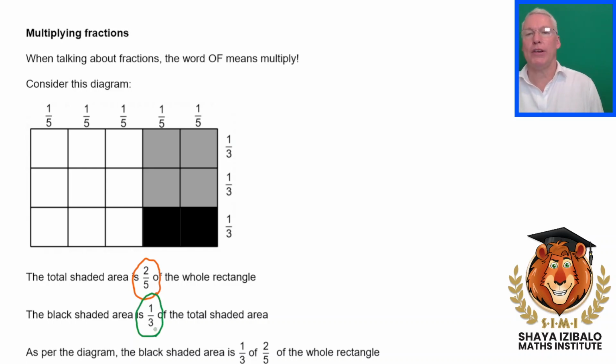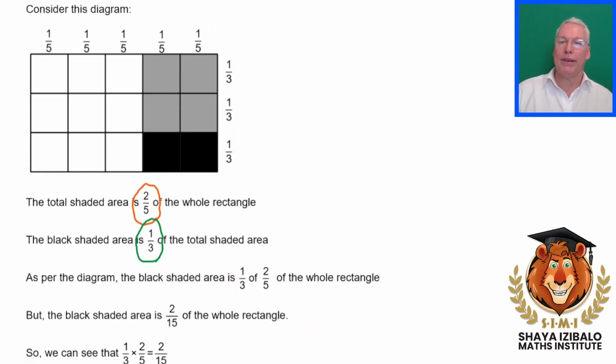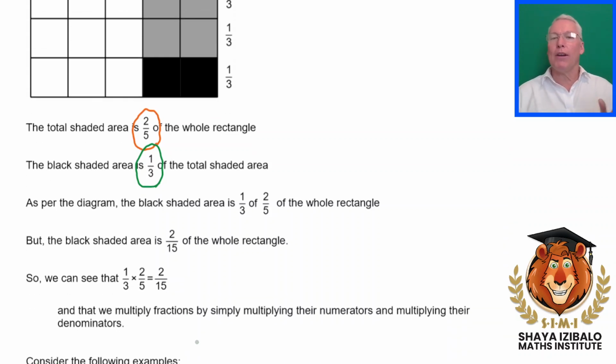Then if we had to say to you, what fraction of the whole shape is black? Well, it will be 1/3 of the 2/5. And 1/3 of 2/5 means 1/3 times 2/5. And if we look, the answer is just 2 out of a total of 15 squares are black. Right, now you may or may not have understood that. Maybe you want to think about it again.